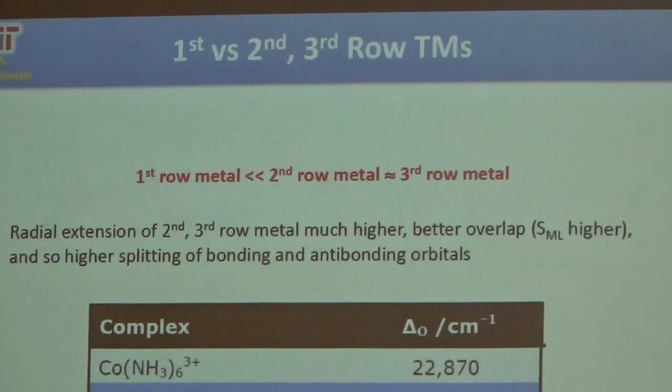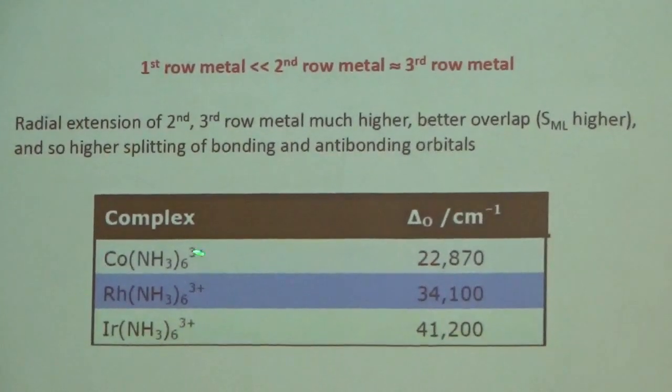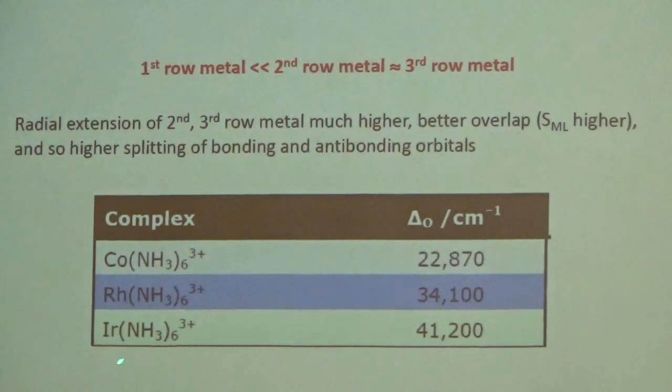Here's one example where you can take a look at this. The same compound here, cobalt hexaammine, versus that of rhodium and iridium. Remember, all of these three ions are in the same column of the periodic table. And you can see here a systematic increase in field strength, with perhaps the most pronounced effect really being here, and then to a slightly lesser extent. Okay, does this make sense so far?